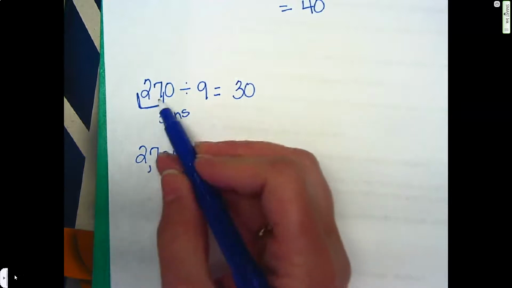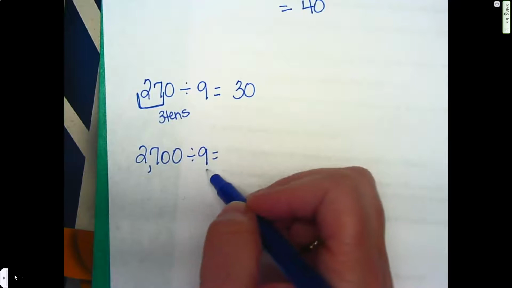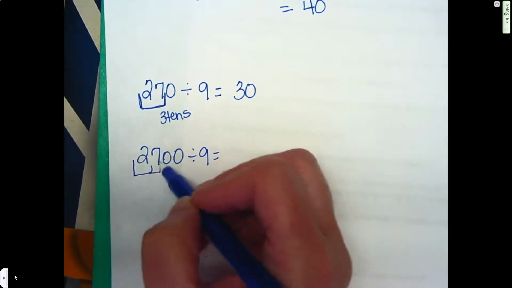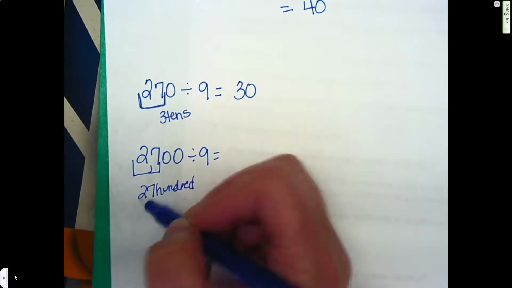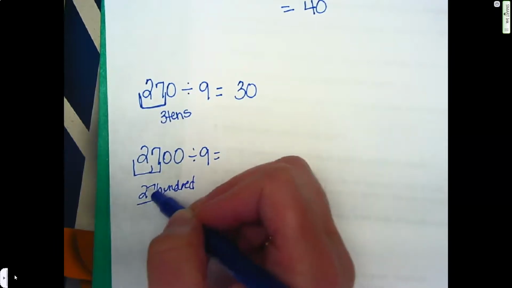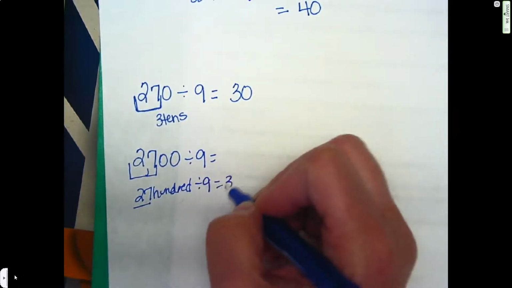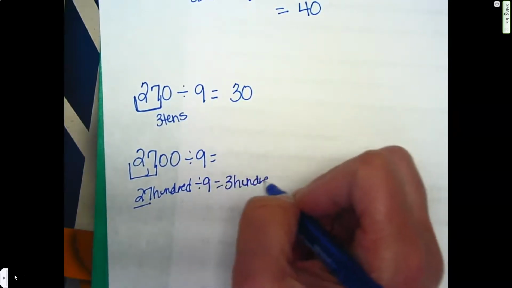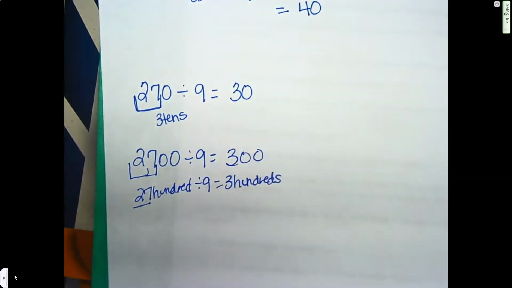So moving a step further, finding that pattern, we have 2,700 divided by 9. Well, I think this is the same as 27 hundreds, and that's a simpler problem. I know 27 divided by 9 would be 3 hundreds. And then if I want to write 3 hundreds in standard form, I would just write it as 300.